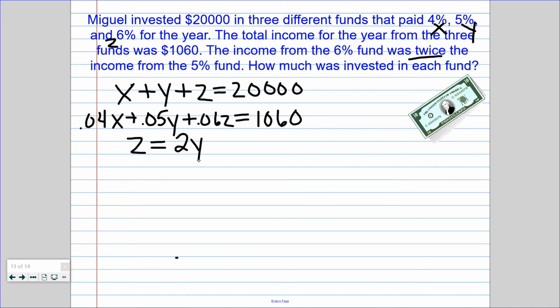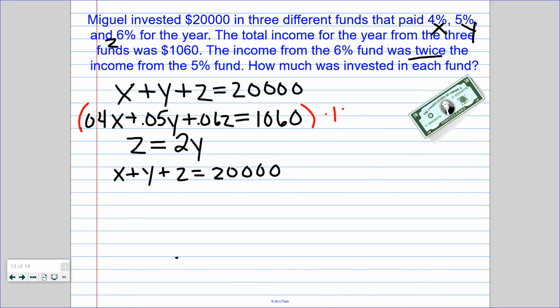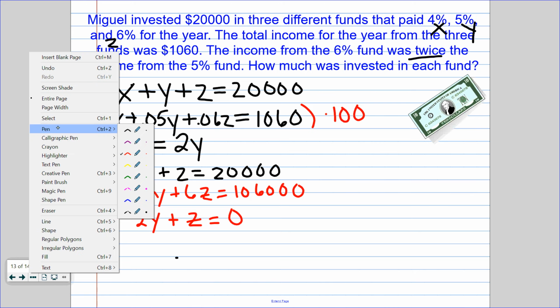Again, I'm going to move some things around here to make this a little bit nicer. I'm going to keep my top equation the same. The equation in the middle, I'm going to multiply by 100 to move those decimals 2 spaces over. That's going to give me a 4x, a 5y, a 6z, and it's going to give me a couple extra zeros on my 1060. And then the equation at the bottom, I'm just going to move my 2y over and make it a negative 2y plus z, and there'll be nothing on the other side, so that's a 0. So there's my system. Notice the bottom equation is missing an x, so if you're solving here, you probably want to get rid of the x's, which means the next step you won't have much of a choice with.